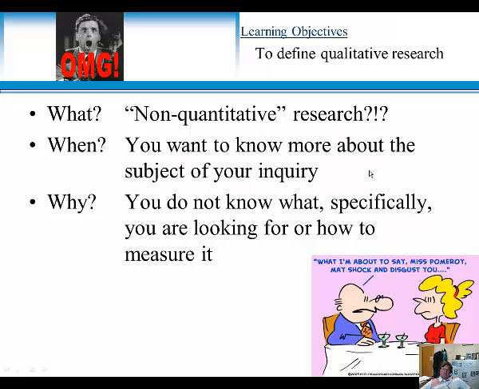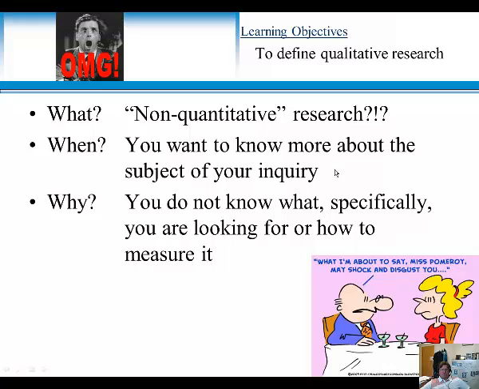Why? A lot of times in qualitative research, we do it because we don't know exactly what we're looking for. It's hard to go ahead and measure something when you don't know what you're supposed to be measuring. For example, in the study on the horseback riding, we didn't know what we were going to find. We didn't know what kind of impact that horseback riding study had on kids with Down syndrome or on kids with cerebral palsy. So a lot of times in qualitative research, we don't know what we're looking for.